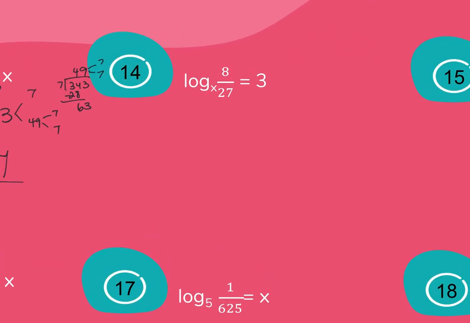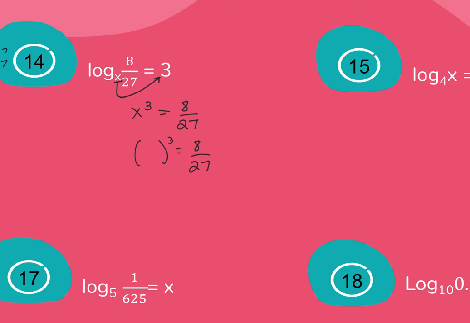All right, 14, a little different this time because the variable's on the base. So x to the third equals 8 over 27. So I need to find something that I can raise to the third power to get it to be 8 over 27, or I can cube root each of these. And the cube root of 8 is 2, and the cube root of 27 is 9. So is 2 ninths to the third power 8 over 27? It sure is, so that's the answer. X would equal 2 ninths.